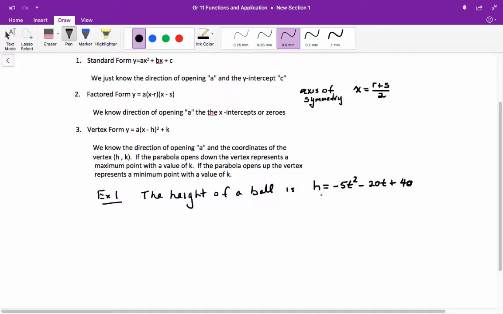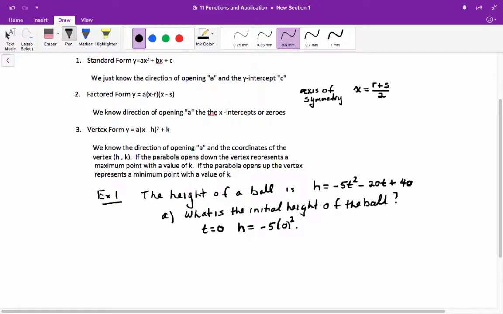What we do with this particular quadratic function depends on the questions that are being asked. First question is, what is the initial height of the ball? To determine this, we could simply plug in t equals 0. So we get h equals, obviously, negative 5 times 0 squared minus 20 times 0 plus 40.